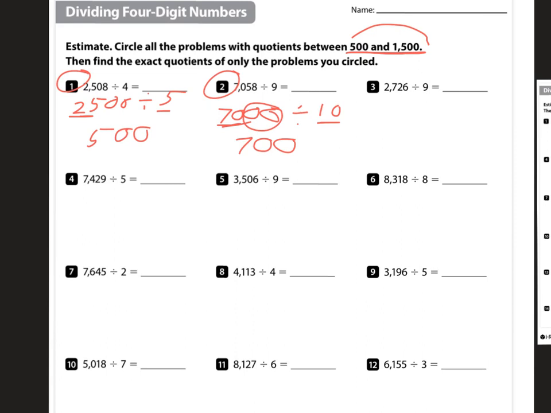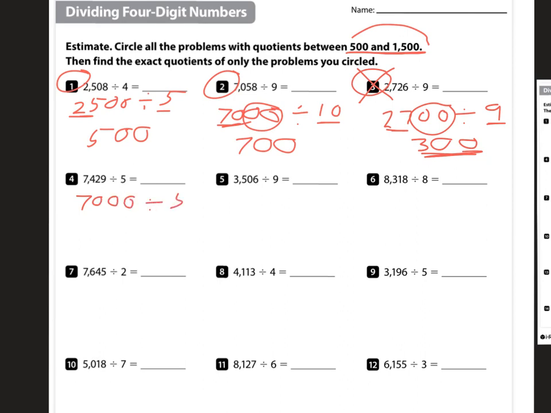Number 3, we can round to the nearest hundreds place, which would be 2700 divided by 9. 9 goes into 27 3 times, and then you have 2 zeros. We will not be solving number 3 because 300 is less than 500. Number 4, you have 7,000 divided by 5. 5 goes into 70 14 times, and you have 2 zeros, and 1400 definitely falls between 500 and 1500.